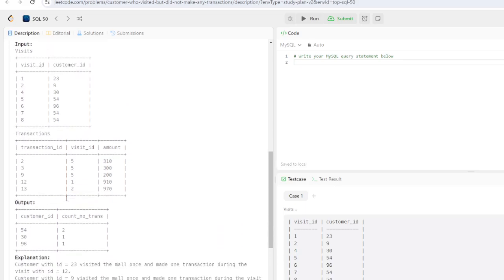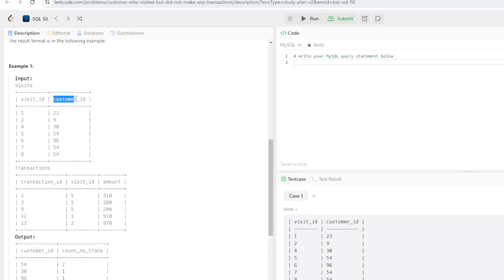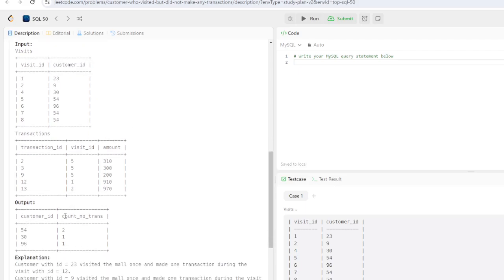Now in the output I need the customer ID. So customer ID I can get from this visits table, and the second is the count of the number of transactions they made. So to see the customers who did not make any transaction, I need to join these tables, and after joining I can see which customers have not done a transaction. So for those customers the transaction ID will be null. Okay, and let me just try to solve this.